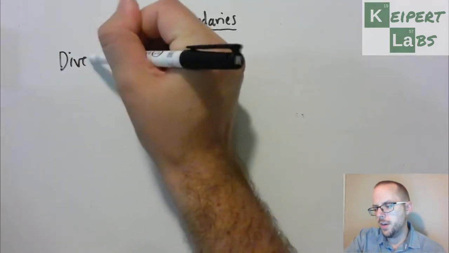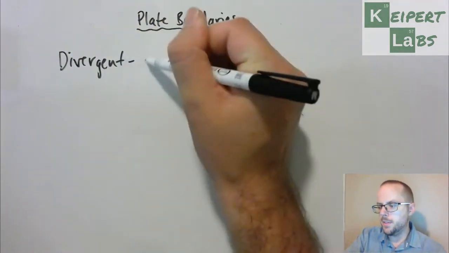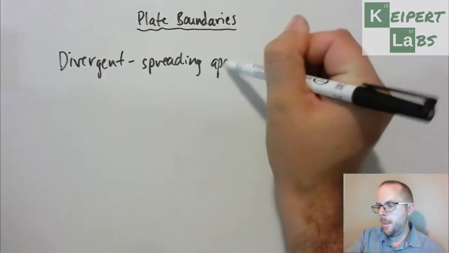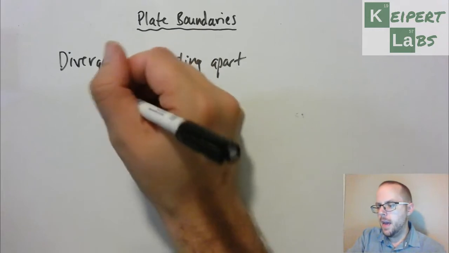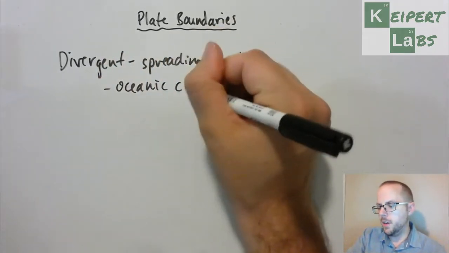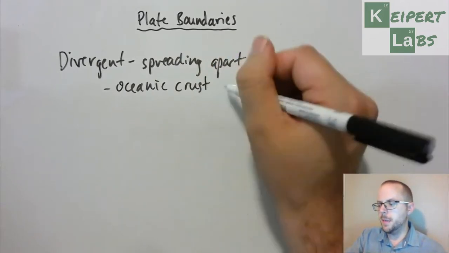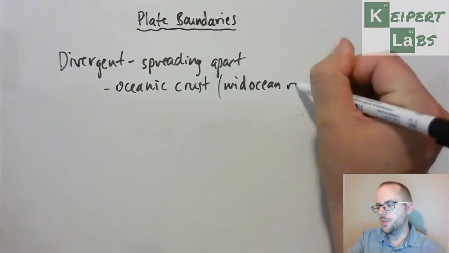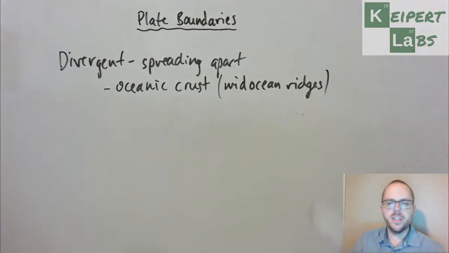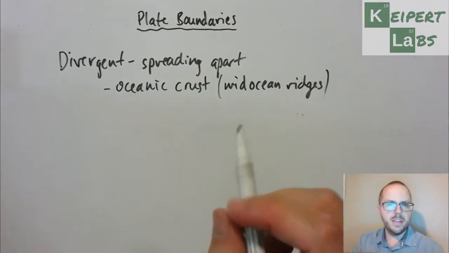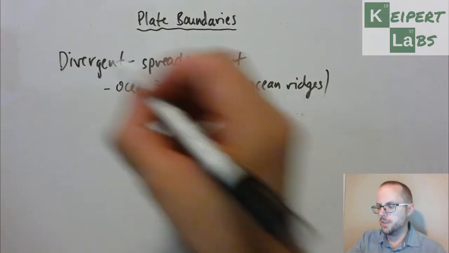Okay, so then we've got divergent. And so we're spreading apart. Now this typically occurs with oceanic crust. So thinking about that, it tends to be what we call mid-ocean ridges. Okay, which is one reason that it took us a long time to actually notice that this was something that happened, because they're in places that are very difficult to spot.